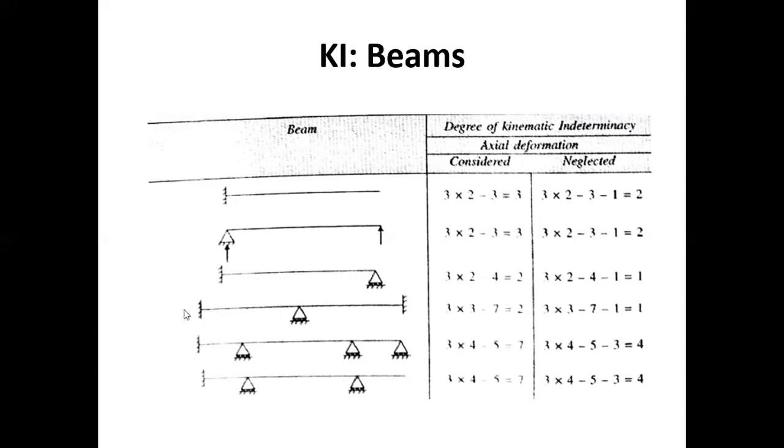In this case, the beam is fixed at both ends, with an intermediate roller support at the middle of the beam. The total number of reactions is 3 here, 3 here, and 1 here, so the total is 7. It is 3 into 3 minus 7, that is 2. And if the axial deformation is neglected, then the number of members will become 2, so it will be 3 into 3 minus 7 minus the members.